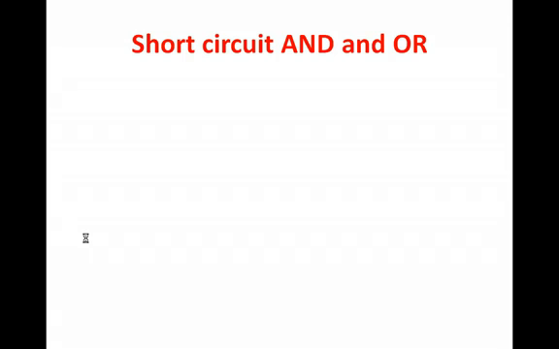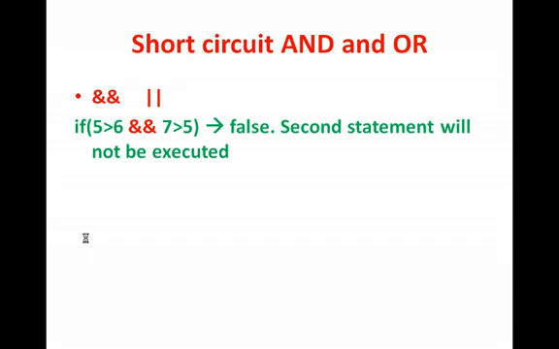Coming to the short circuit AND, when you use short circuit AND, here you can see that I have used a statement 5 greater than 6, which is going to be false.